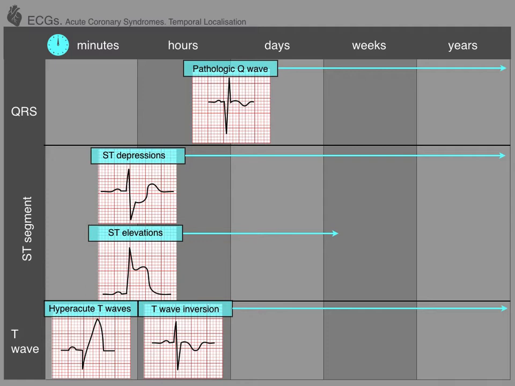So they're a sign that this isn't a super acute event, but something that has been there for at least several hours. And all of these changes, the T-wave inversions, the ST depressions, the Q waves, may then persist for days, weeks, and in some cases, years. So you may find that you're seeing people that have Q waves on their ECG, which is an indication that probably at some point they've had a STEMI, but that may have been months or even years ago.